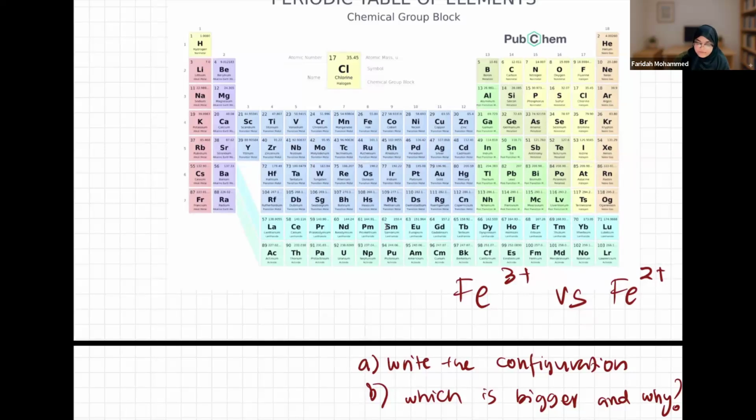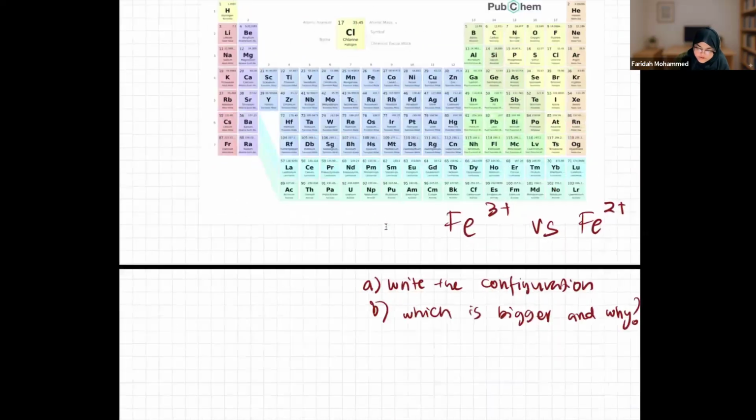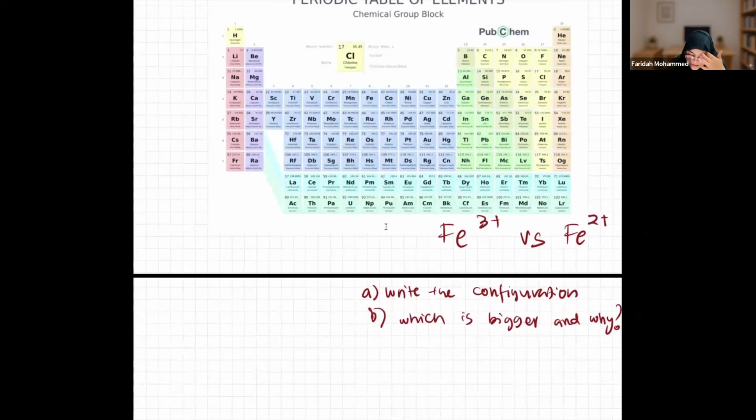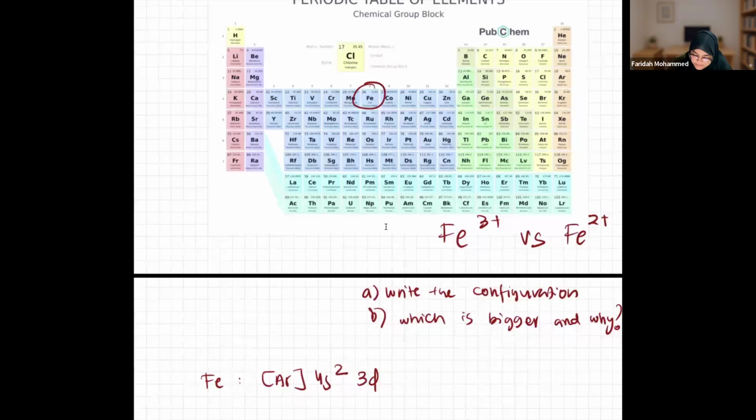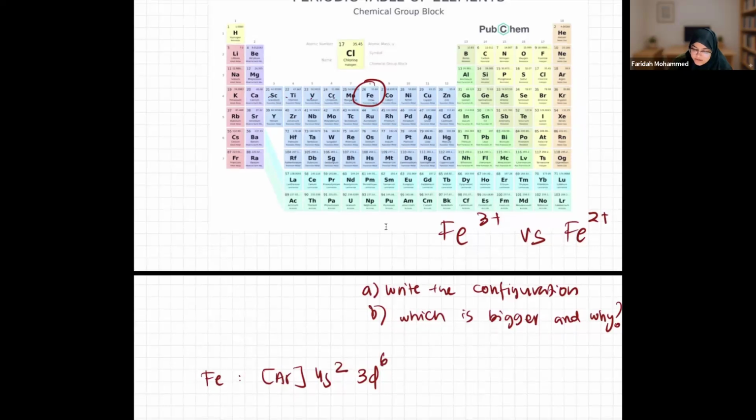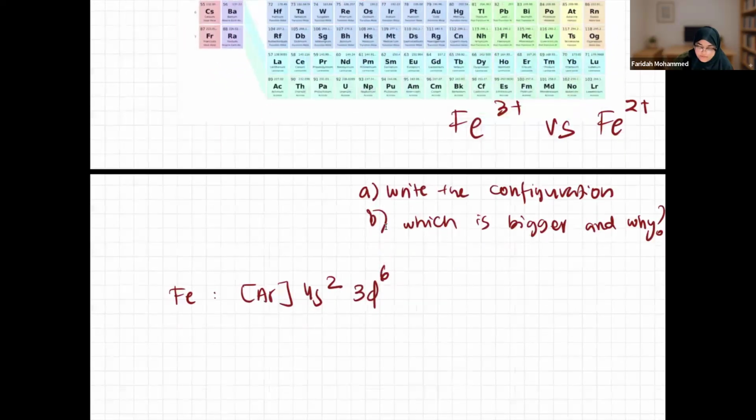Okay. So what is the configuration of Fe? If we write down the noble gas configuration for Fe, you have argon, and then you have 4s2, 3d, what's that? 1, 2, 3, 4, 5, 6, 3d6. Now, let's say we want to do Fe2+. Where do we take the electrons from? Do we take from the 3d or 4s, and why?